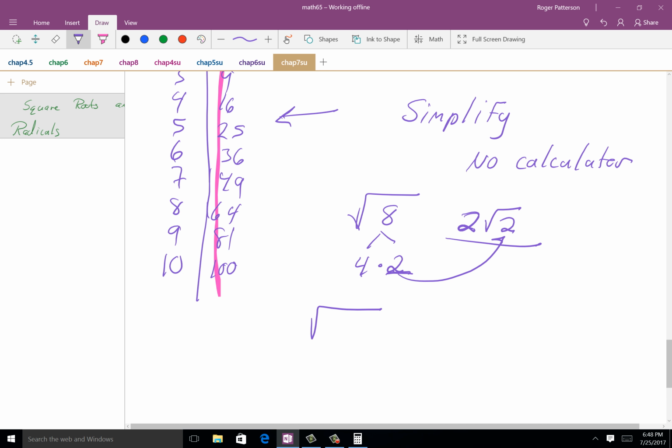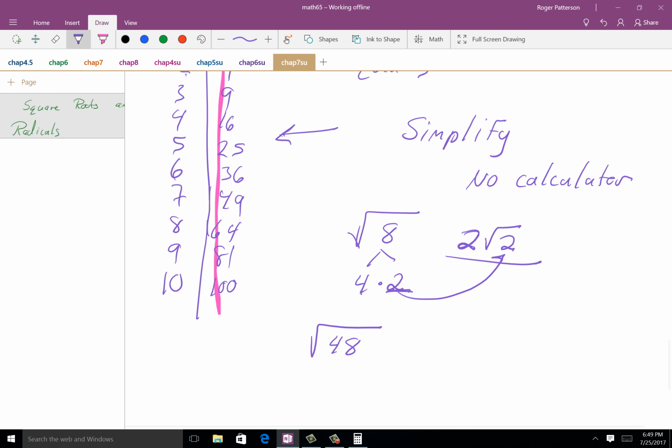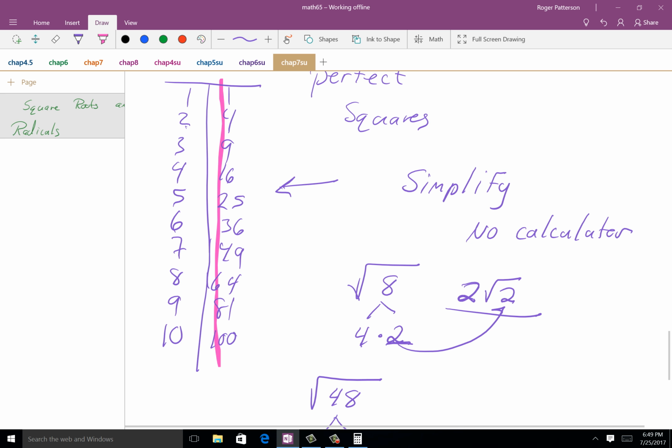So let's try some more. Let's go with the square root of, for example, 48. Now what we want to do is find the largest of these numbers that go into 48. So let's go down the chart. What number goes into 48 evenly? What's the first one we see?